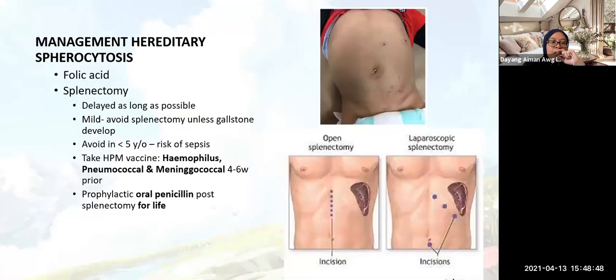Okay. So for the management of hereditary spherocytosis, usually we will do splenectomy because they can have very massive hepatosplenomegaly. Other than splenectomy, the patient also needs to take vaccination and also oral penicillin for life.